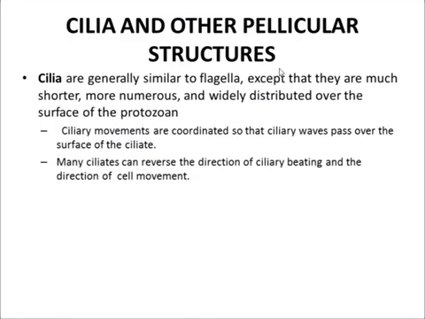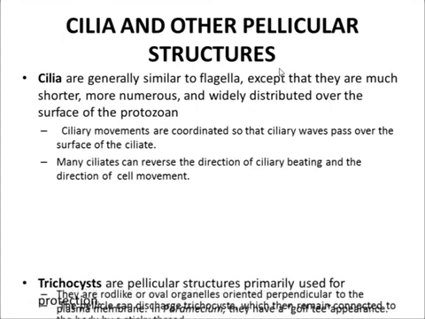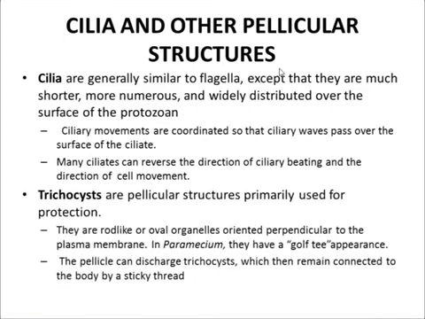Cilia and the other pellicular structures. The cilia are generally similar to the flagella, except that they are much shorter, more numerous, and widely distributed over the surface of the protozoan. The ciliary movements are coordinated so that cilia waves pass over the surface of the ciliates. Many ciliates can reverse the direction of the ciliary beating and the direction of the cell movements. So this was about the structure, that is the cilia.